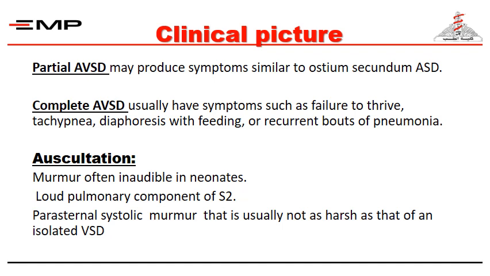What is the clinical picture? What will that patient present with? If it's a partial atrioventricular septal defect, they may produce symptoms similar to ostium secundum ASD. A complete atrioventricular septal defect usually have symptoms such as failure to thrive, tachypnea, diaphoresis with feeding. What is diaphoresis? Diaphoresis is profuse sweating due to illness. It is not a normal sweating.